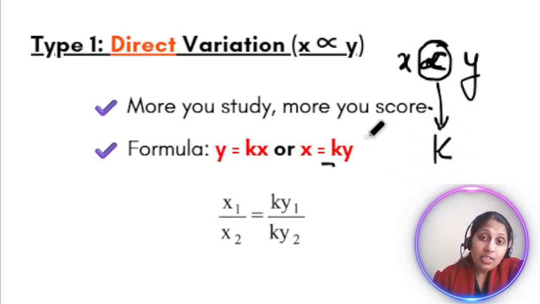If 2 quantities are related, then x1 by x2 equals k into y1 by y2. Okay. Let's understand this more with an example in the later section.